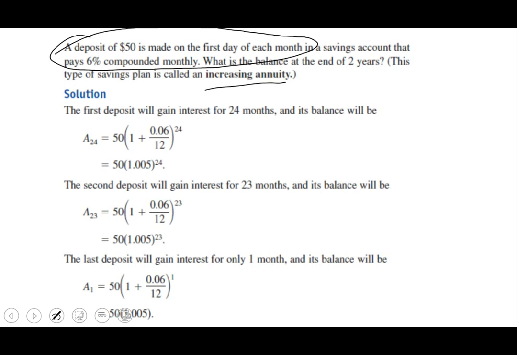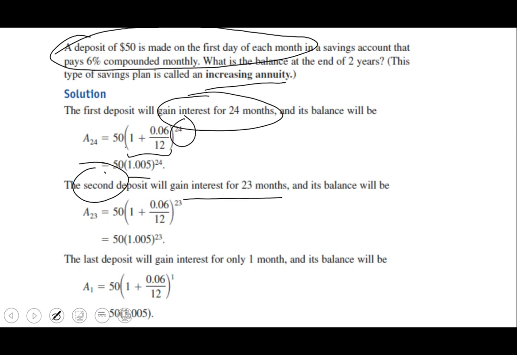So let's consider the first $50 that you put into your account. The first $50 that you put in at the beginning of this time period is going to get interest for all 24 of the months. So in the formula, the exponent is 24. You could simplify 1 plus 0.06 divided by 12 to be 1.005, just to make this example a little bit easier. Let's talk about the deposit that you put in on the second month. That is going to get interest for 23 of those months, meaning that the only difference between the first term and the second term is the value of the exponent.